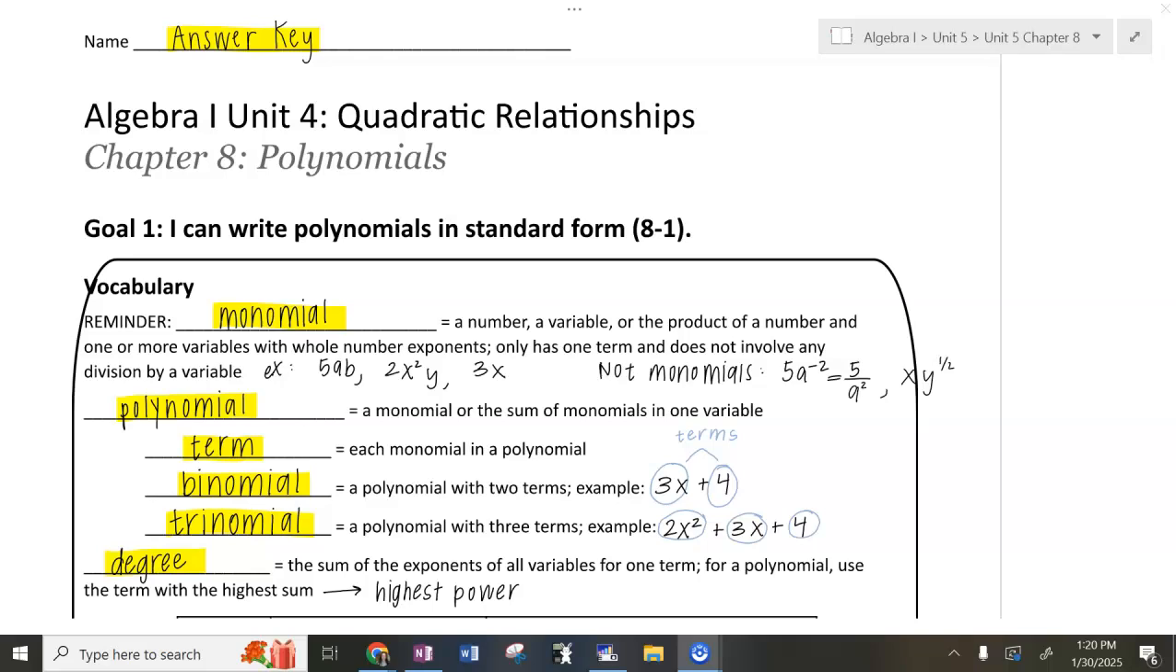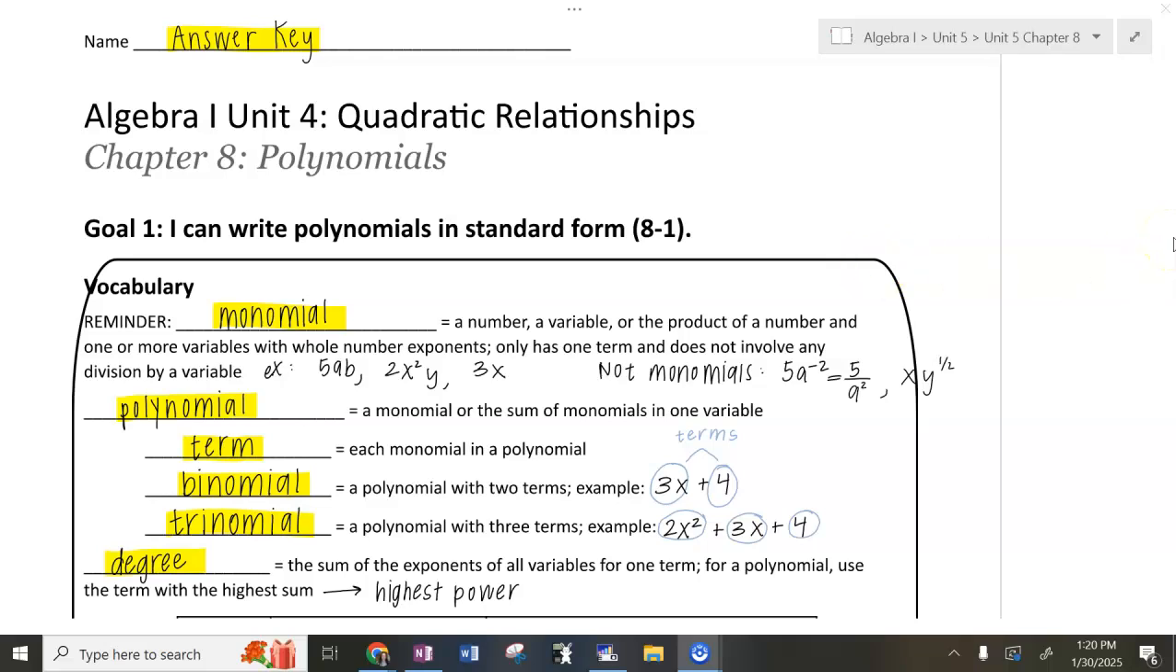variables, or they can also be a product of a number and a variable, and they always have whole number exponents. Only has one term, does not involve any division by a variable. So some examples include 5ab, 2x squared y, 3x. Those are all examples of monomials, whereas not monomials involve anything with a negative exponent or a fraction exponent. So that's how it's a little different from the last chapter.